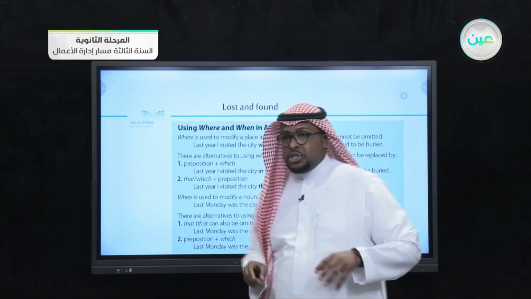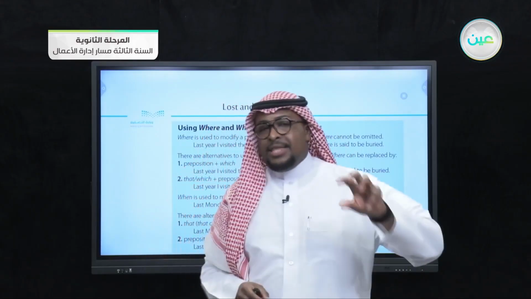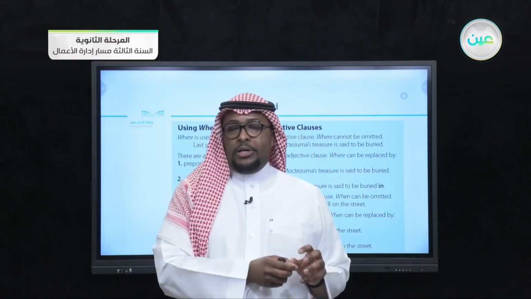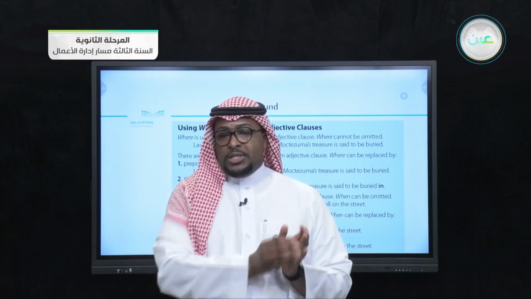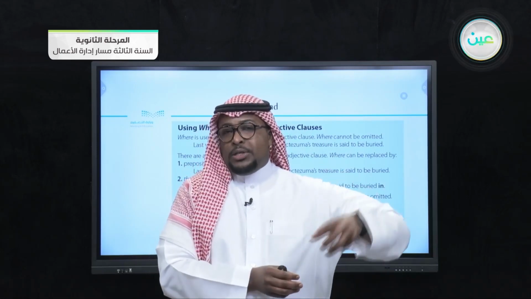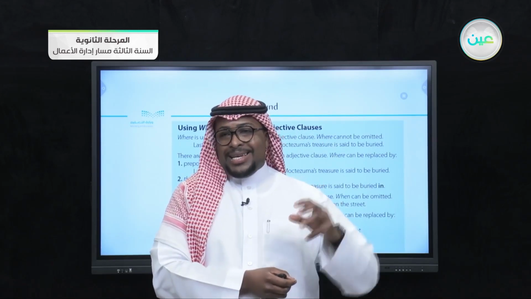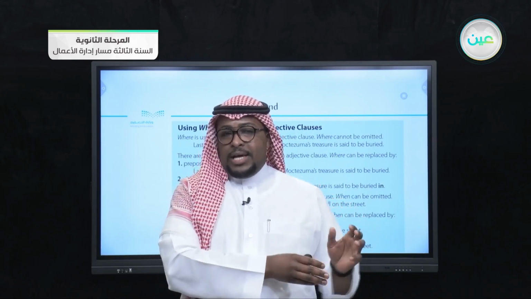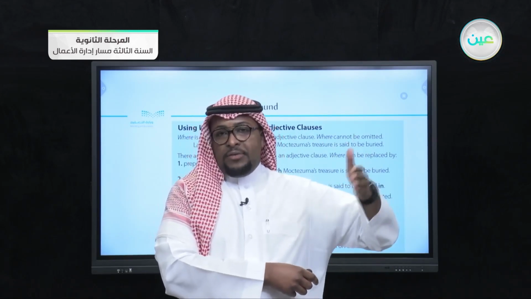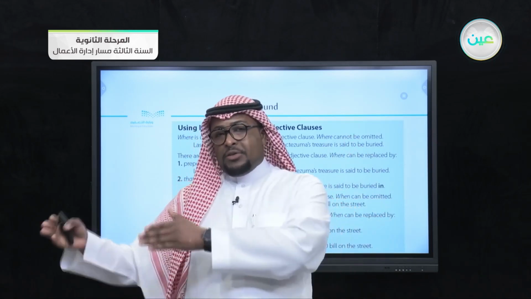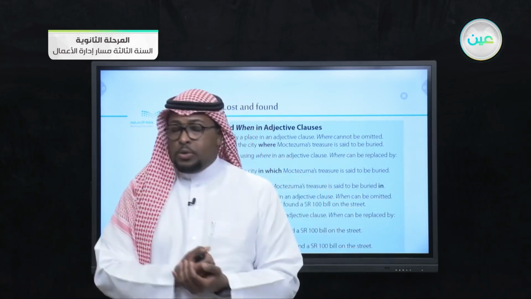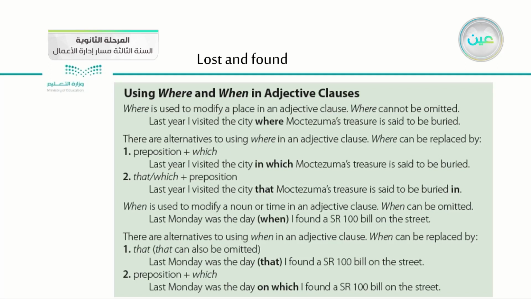So in this first part, we can say that we use the word where to describe a noun, and we call it an adjective clause. As I said, the adjective clause consists of a subject, verb, and object, and we have another sentence, which is the main clause. This is about the first part.